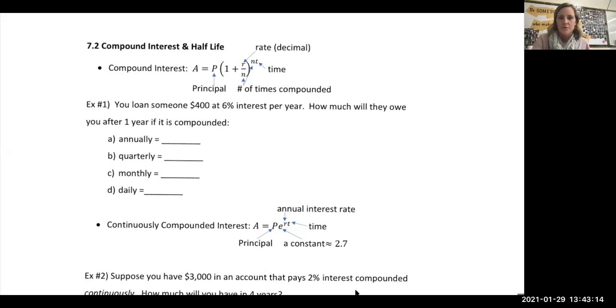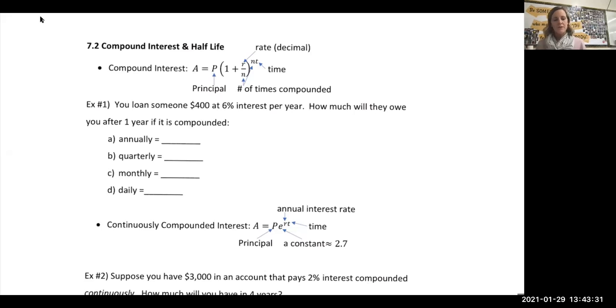All right, guys, we will try to do this very quickly. We are going to be doing 7.2, which is compound interest and half-life. So pull those notes up if you have not already.